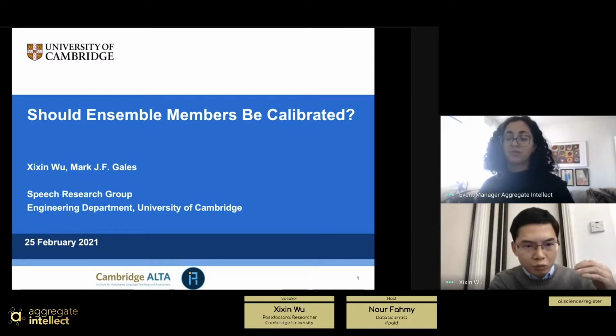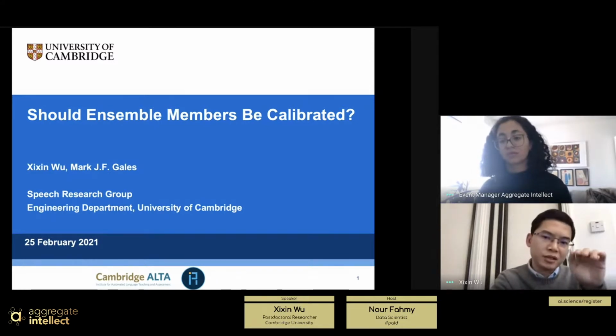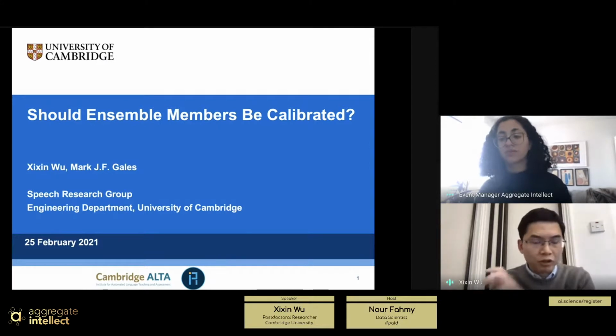In this talk, we try to conclude that if the ensemble members are calibrated, we still need to calibrate the ensemble in the classification task. But should the ensemble members be calibrated or not? This is still an open question, because when the regions are different, we cannot make a sufficient statement. And if we cannot, we don't know whether calibrating them will decrease the accuracy performance of the ensemble.